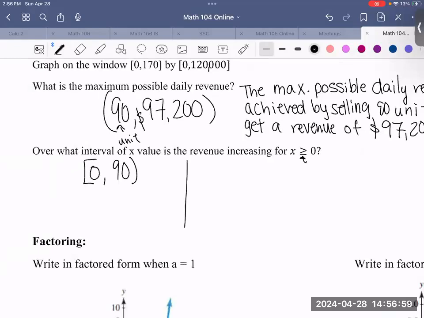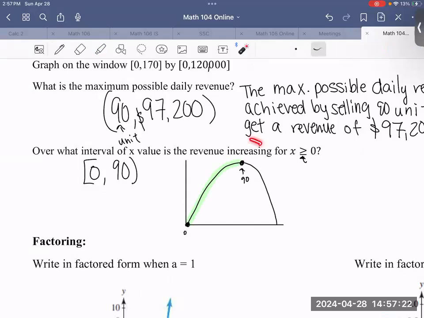And just to demonstrate that on the graph right over here. So if we go from 0 and then back down, we're only looking at this portion of the graph right here. So from 0 to 90. That's when it would be rising. Whereas if we're talking about your revenue decreasing, it would be the opposite, and we would get whatever this value would be.